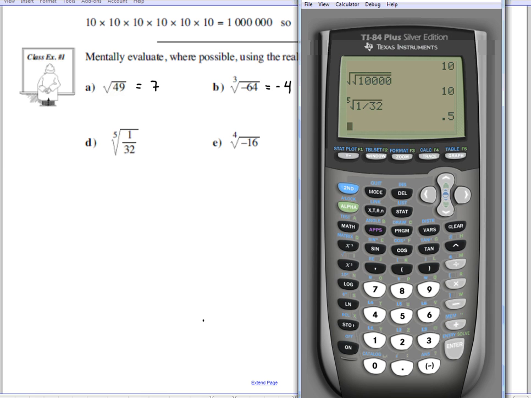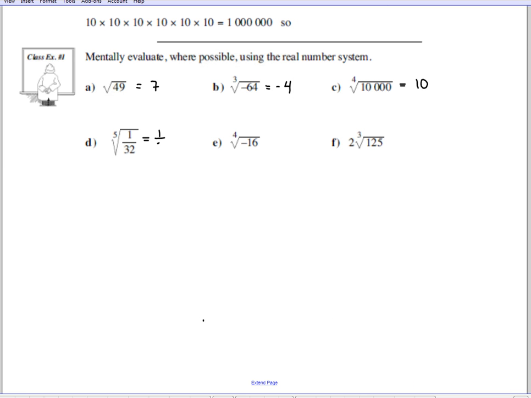If we want to change something into a fraction, that one we should be able to do in our head, 1 over 2, but you can also go math, enter, enter, and that will change your previous answer into a fraction. Math, enter, enter. Okay. All right, try E and F.